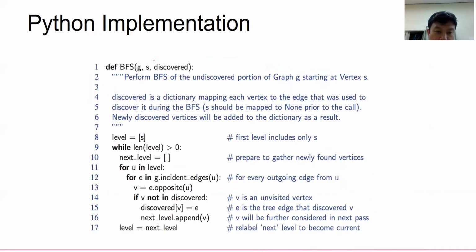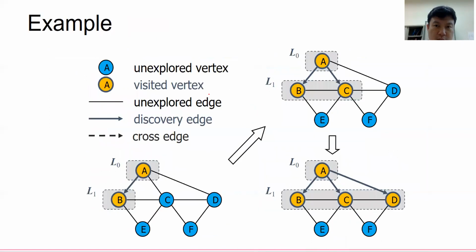So this is the code in Python. I guess we will learn how to deal with this one in the next video. Yeah, we have the blue color, which is the unexplored vertex, and then the yellow color, which is the visited vertex. Okay. Now, let's see.